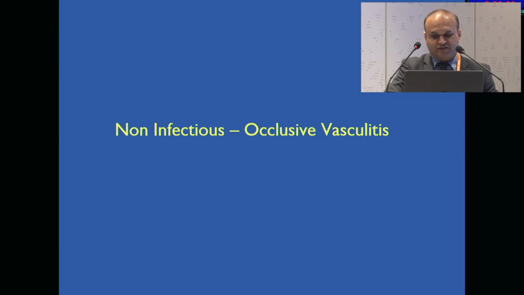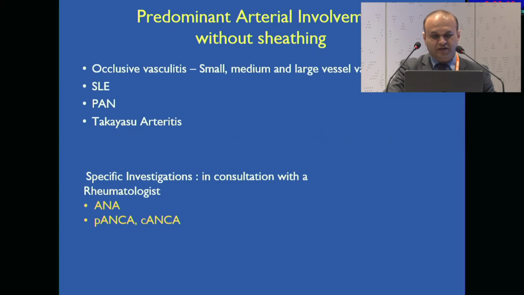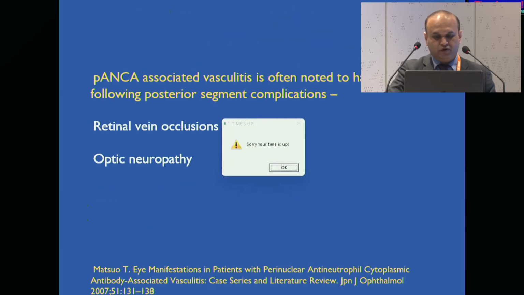So non-infectious occlusive vasculitis, predominantly SLE, polyarteritis nodosa and Takayasu. So the moment you see these non-infectious ones, there are specific investigations that we need to do. You need to look for the ANA as well as ANCA in these eyes. You also need to probably discuss with your rheumatologist, because these eyes and these patients will need a rheumatological treatment and involvement too.